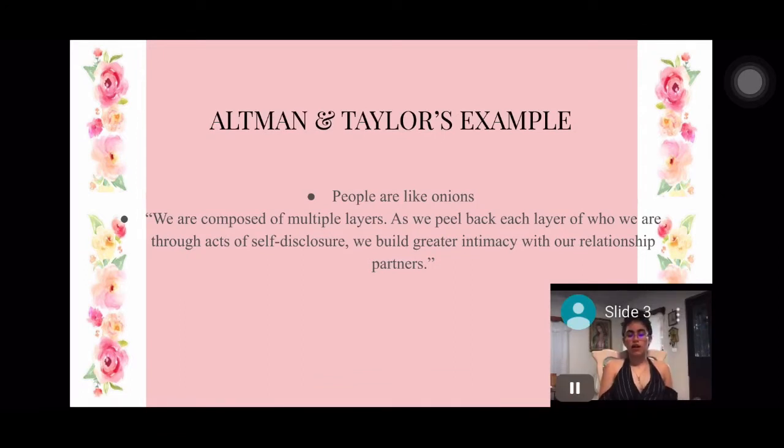In the theory, Altman and Taylor talk about how people are like onions due to the layers they're made up of. As they put it, we are composed of multiple layers, and as we peel back each layer of who we are through the act of self-disclosure, we build greater intimacy with our relationship partners. So in other words, as we get to know other people, we peel our layers one by one, and while doing that, we're revealing more and more personal information about ourselves.